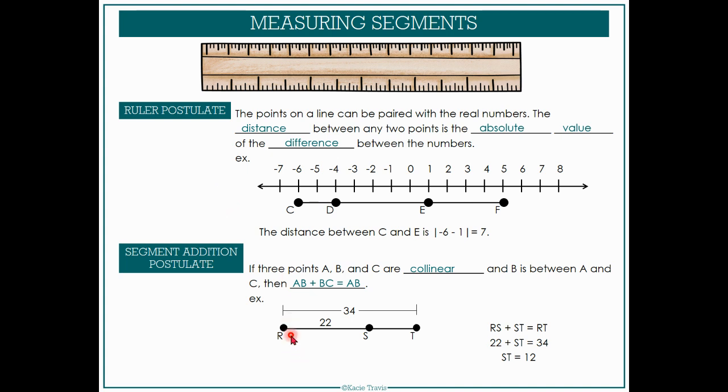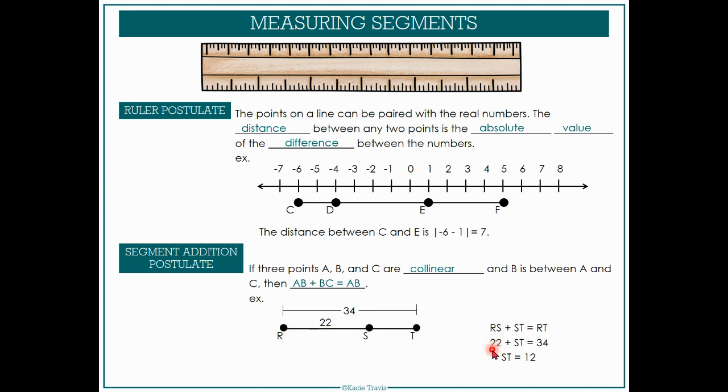So I have this line here from R to T. Somewhere in between there, there's this point S. I know that this whole line from here to here is 34. The smaller part of the line from R to S is 22. So what is the smaller part over here from S to T? Well, I know that RS plus ST equals RT because those two smaller segments are part of the whole thing.